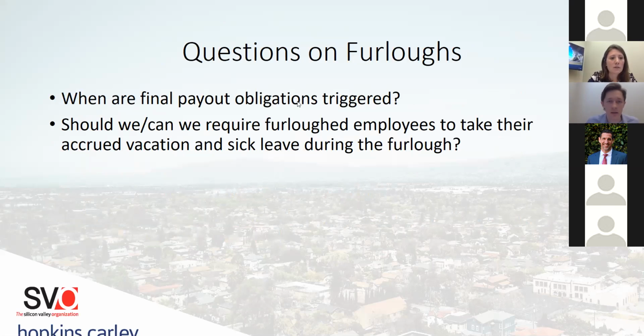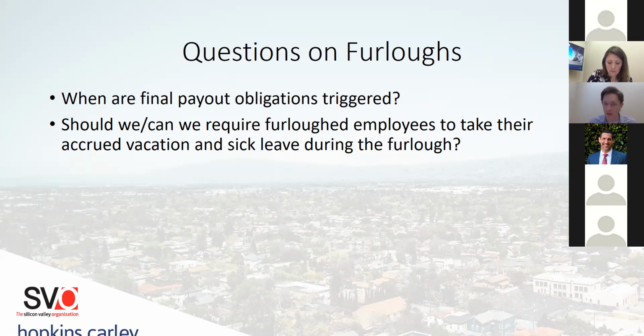Great, and these are simple questions, and they're really important to understand because we are operating on very little guidance, which means that there's a lot of risk involved if you don't follow it and something comes up in the law and it changes and you're left in a very bad position. These questions involve final payouts and furloughs. So when are final payout obligations triggered when you've got an employee that's on furlough?